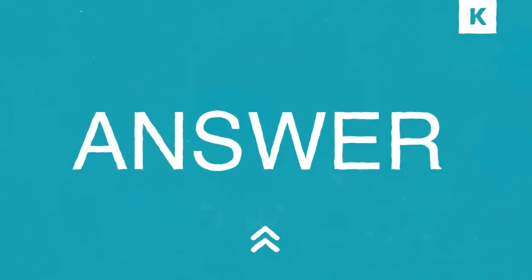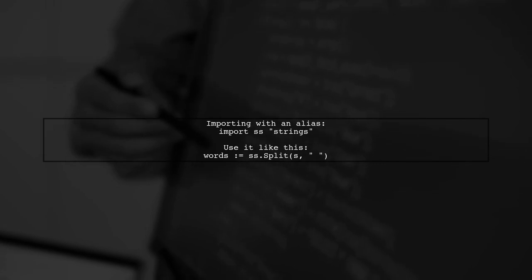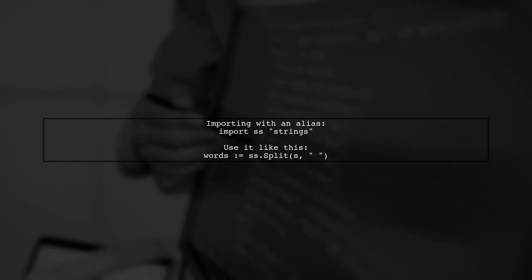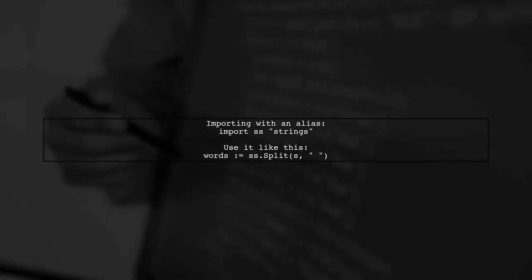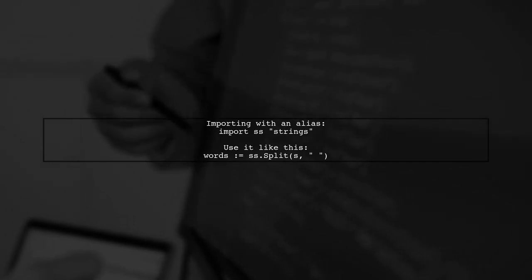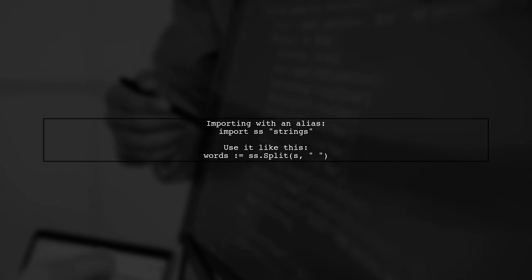Let's now look at a user-suggested answer. If you're getting a compile error in Go saying undefined strings in strings.trim, it might be because you're importing the strings package under an alias. For example, if you import it as SS, you need to use SS instead of strings throughout your code.